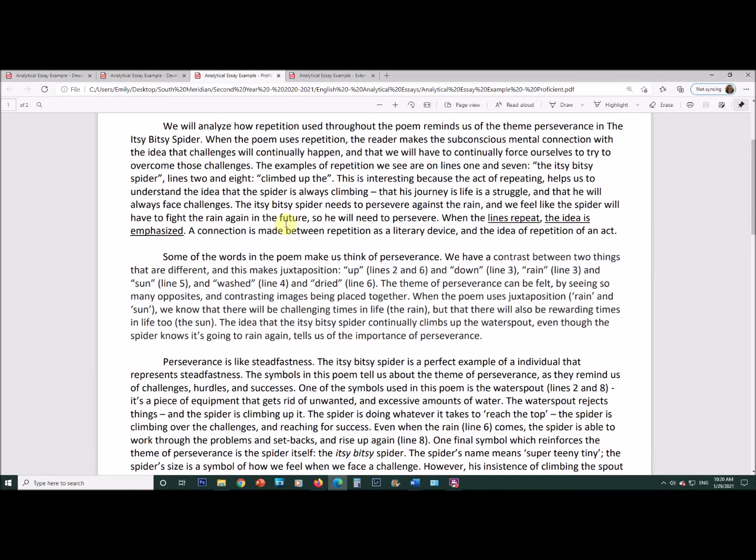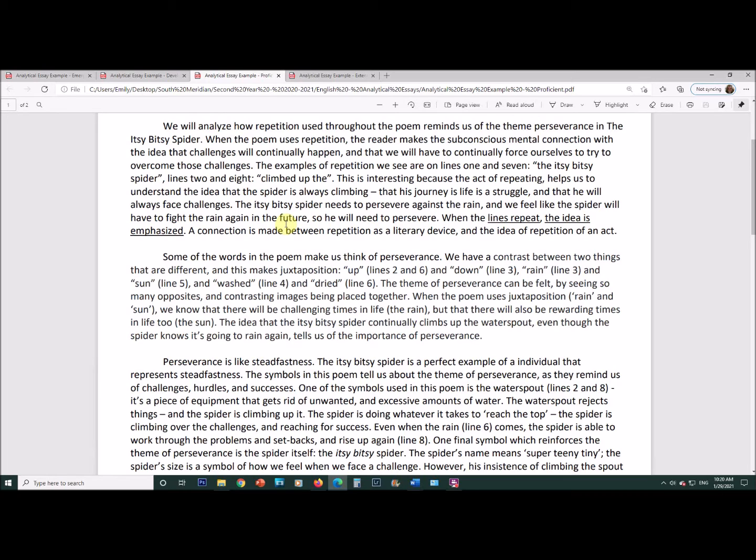We will analyze how repetition used throughout the poem reminds us of the theme perseverance in the Itsy Bitsy Spider. When the poem uses repetition, the reader makes the subconscious mental connection with the idea that challenges will continually happen and that we will have to continually force ourselves to try to overcome those challenges. The examples of repetition we see are on lines 1 and 7, the Itsy Bitsy Spider, lines 2 and 8, climbed up the. This is interesting because the act of repeating helps us to understand the idea that the spider is always climbing, that his journey is life is a struggle, and that he will always face challenges.